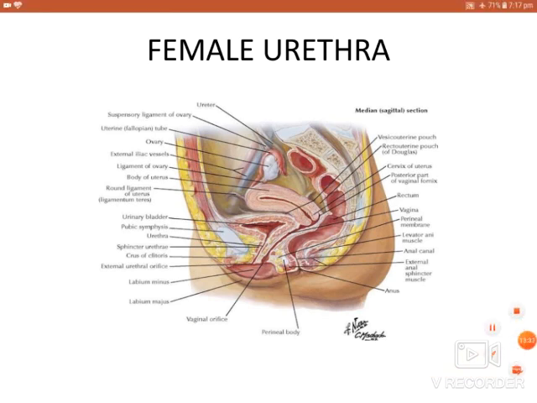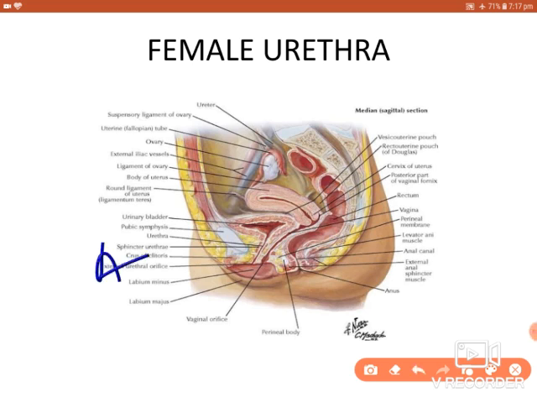Then here you can see the sagittal view of the female pelvis, the anterior aspect. See the posterior aspect. Here the pubic symphysis, sacrum with the coccyx. See the urinary bladder: the apex, superior surface, and base of the bladder. Then here you can see the neck of the bladder. This area, the neck of the bladder, is the internal urethral orifice. So it begins from the neck of the bladder.